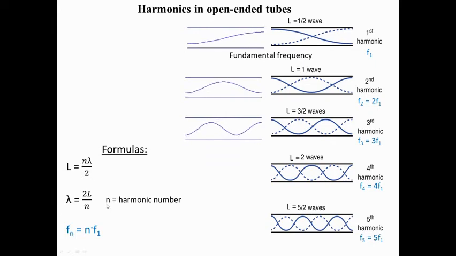So n being the harmonic number, you can just say the length of the tube is the harmonic number times the wavelength divided by 2. In other words, the third harmonic would be 3 halves of a wavelength. If you rearrange that to solve for the wavelength, you'd say the wavelength is twice the length of the tube divided by the harmonic number. And then again, don't forget that the frequency of whichever harmonic you're on is going to be the harmonic number times the fundamental frequency, whatever that may be.